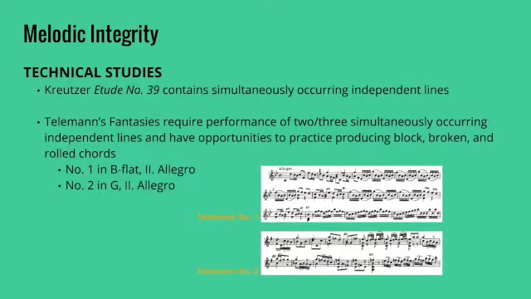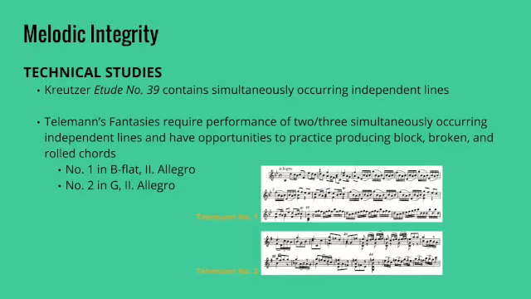All right, so how do we work on this? Again, Kreutzer 39, I'll mention it because it has the simultaneously occurring independent lines, so you can work on making sure that melodic content is driving forwards instead of focusing on the vertical harmonic structure. And then I love these Telemann fantasies. They require performance of 2 or 3 simultaneously occurring independent lines, but they also have opportunities to practice broken and rolled chords. So I have 2 examples here.